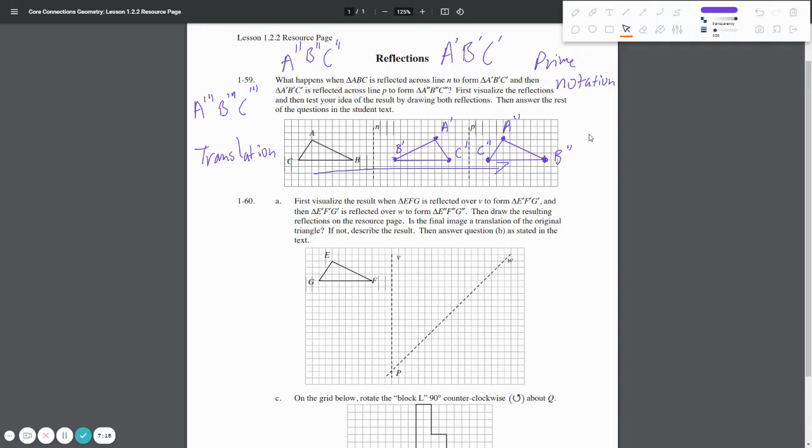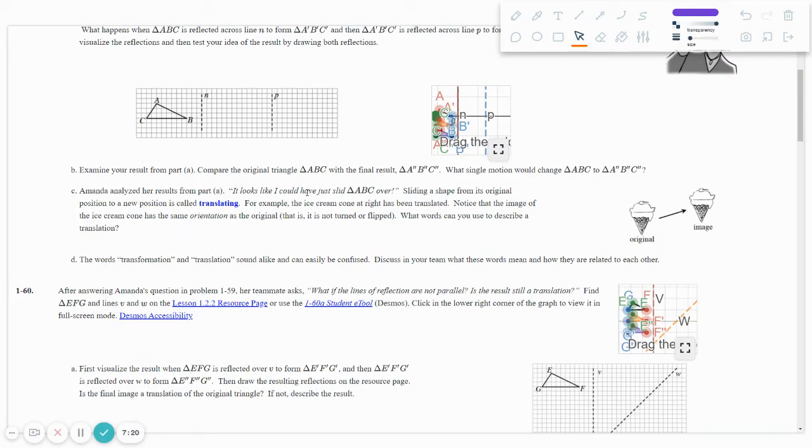Now, again, going back to the lesson, part C. It looks like I could have just slid triangle ABC over, which is true. Sliding a shape from its original position to a new position is called translating. For example, over here, the ice cream cone at right has been translated. Notice that the image of the ice cream cone has the same orientation as the original. That is, it is not turned or flipped. What words can you use to describe a translation? Well, we can say slide. We can say move. You can think of others.